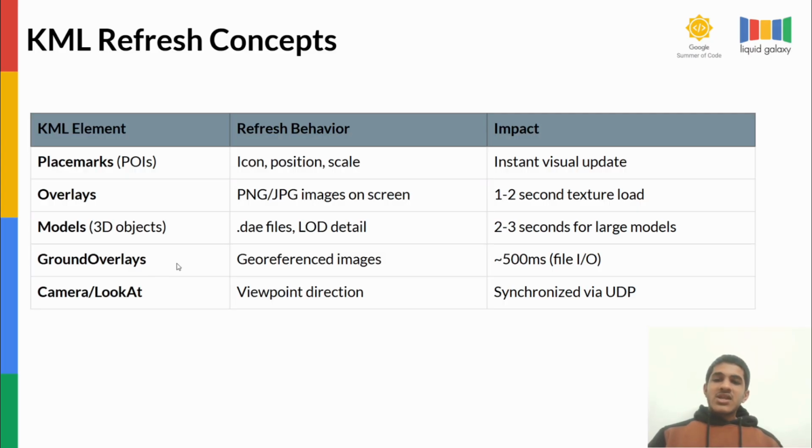Then for ground overlays, you will be able to see geo-referenced images, and this is the impact here, as you can see. And for the camera and the LookAt part, you will be able to see a viewpoint direction after a refresh. So let's say we use this camera and LookAt to do a tour or to fly to a required location, and the impact is that it is synchronized via UDP. So let's move on to the next page.